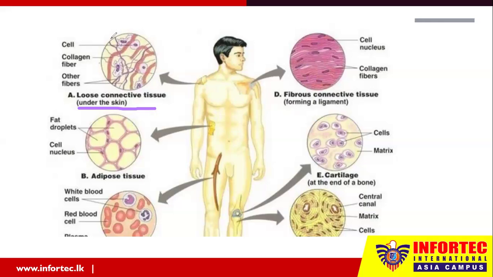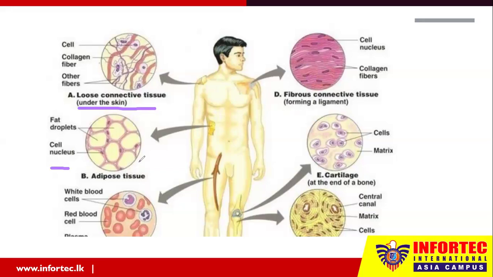Then it provides sensation likewise. Then coming to adipose tissue, it is the fat tissue. You can see in the image there are fat droplets, and at the edge of the cells there is the cell nucleus. This fat tissue stores energy and provides us an insulation effect in order to protect our body temperature in cold environments.